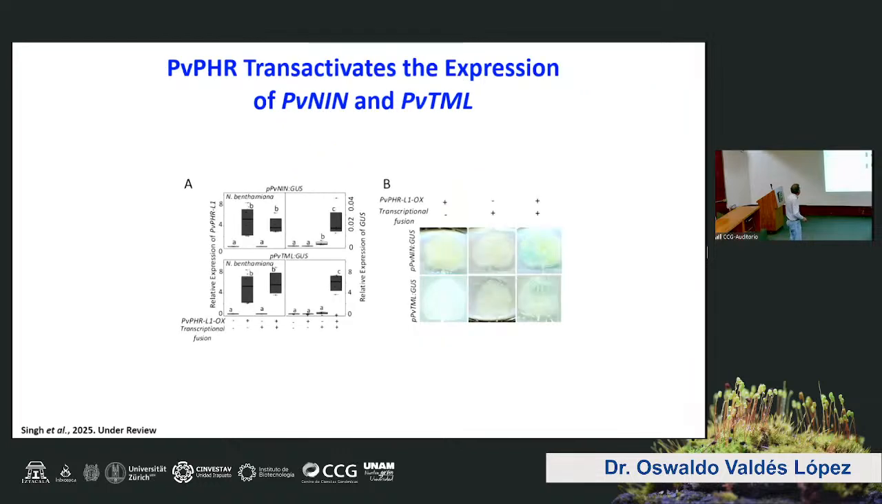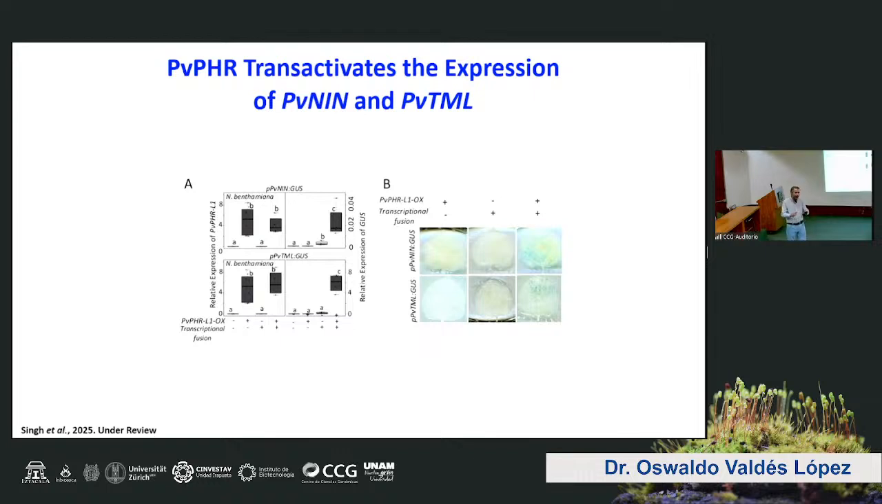So what we did was a transactivation assay in Nicotiana benthamiana, and it was a mistake because we grew our Nicotiana benthamiana under low phosphate condition, but in the presence of nitrogen. But even though, PHR transactivates the expression of NIN and TML, and here you have the quantitative data based on qPCR. And this is the other point that the reviewers are complaining about.